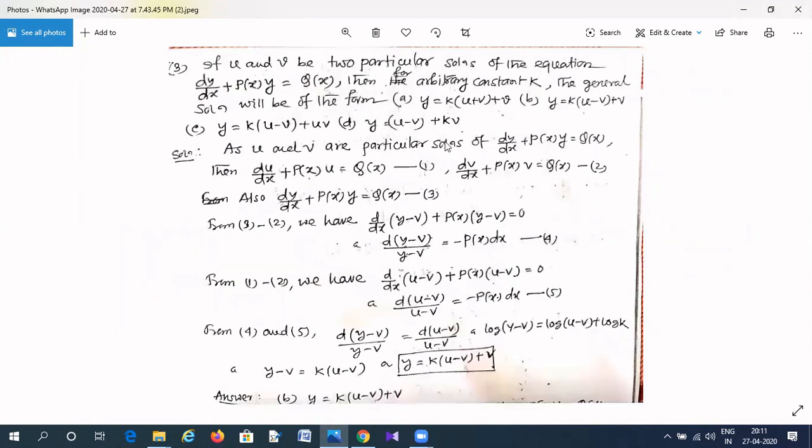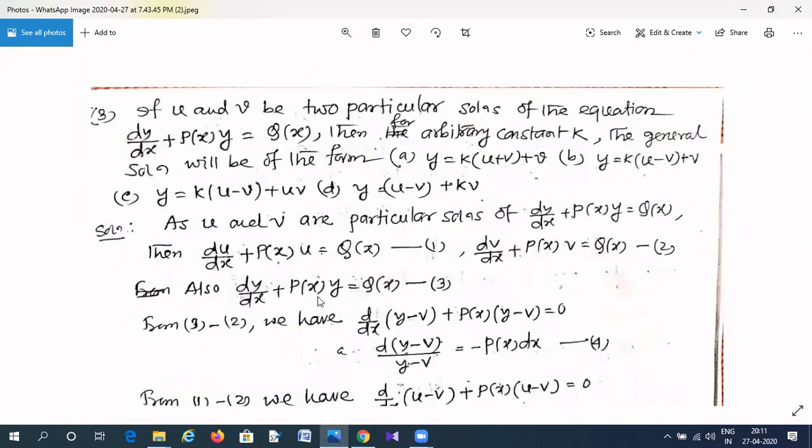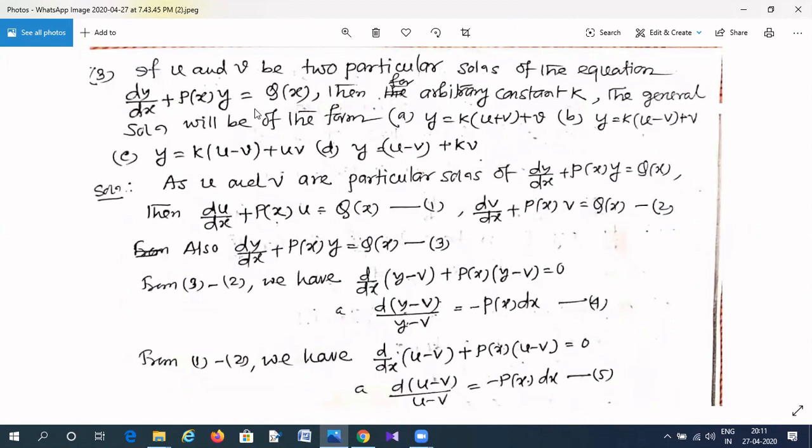The next question is number 3. u and v are two particular solutions of the equation dy/dx + P(x) y = Q(x). This is a first order linear equation, where P(x) and Q(x) are continuous functions of x, and k is an arbitrary constant.